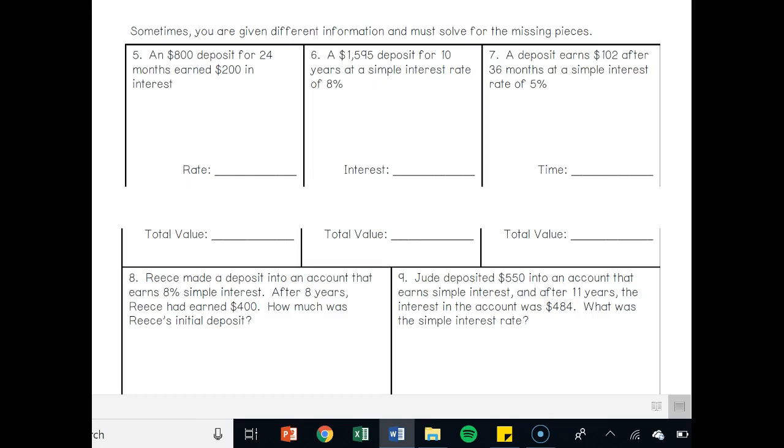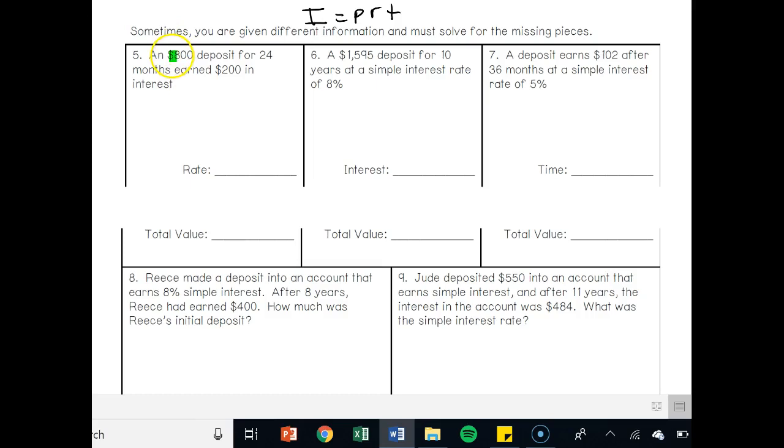In part 2, basically what I'm going to do is give you your interest, maybe even your time, maybe a rate, but I'm going to ask you to solve for something that you don't know. So remember, write this up at the top: interest is equal to principal times rate times time. So I'm going to leave one of these out now.